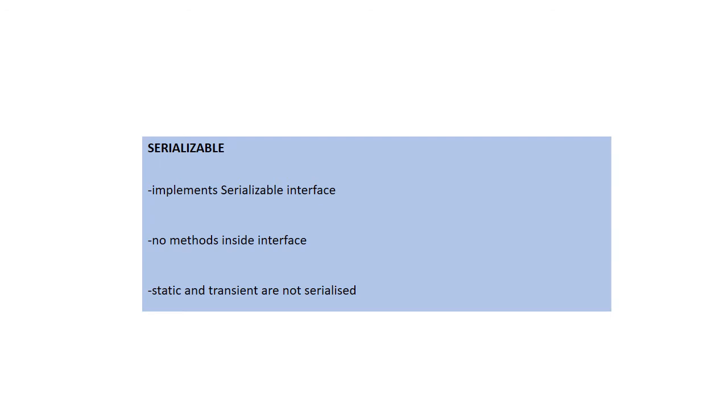And if you don't want a variable to be serialized inside the class, then that variable can be declared as transient. And static variables are also not saved by the serialization facilities.